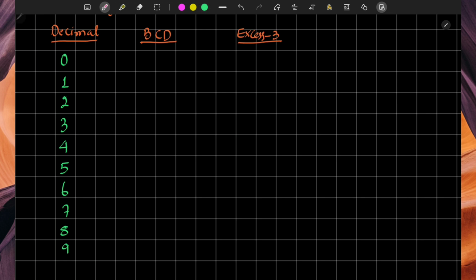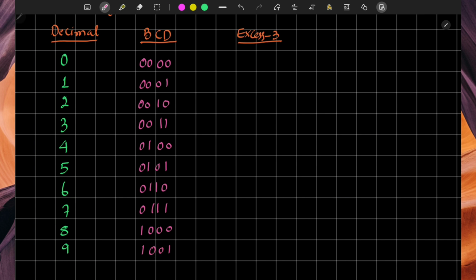The 4-bit equivalent of 0 is equal to 0000. BCD of 1 is equal to 0001. For 2 it is equal to 0010. For 3 it is equal to 0011. For 4 it is equal to 0100. For 5 it is equal to 0101. For 6 it is equal to 0110. For 7 it is equal to 0111. For 8 it is equal to 1000. And for 9 it is equal to 1001.